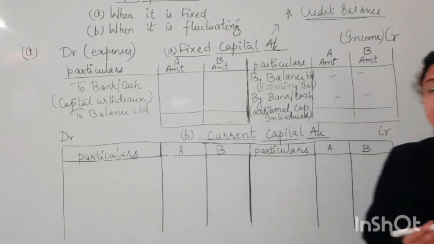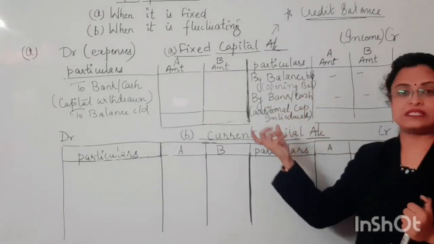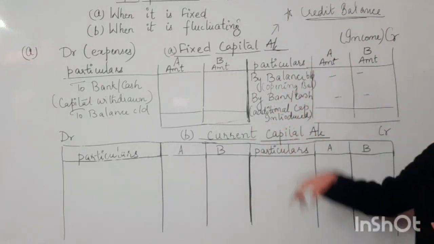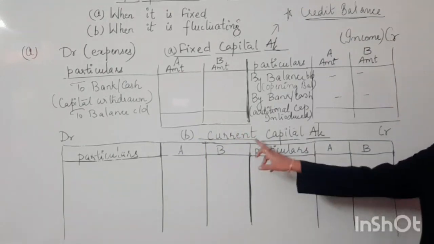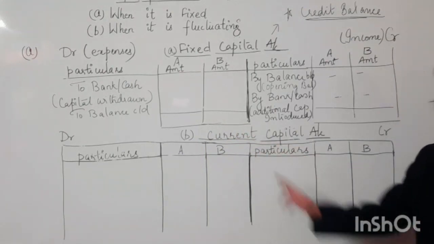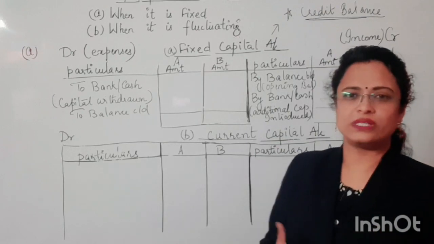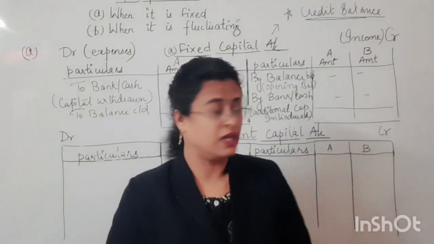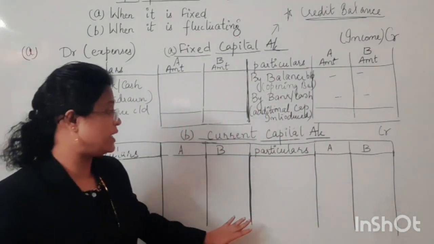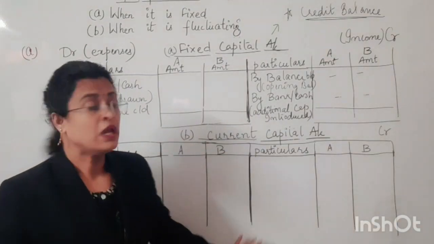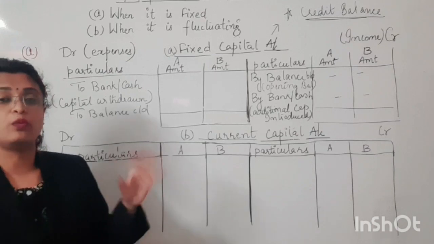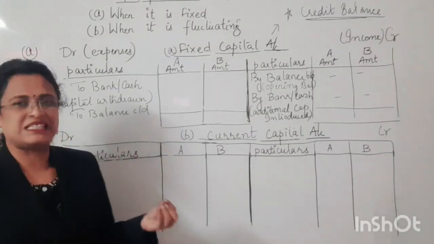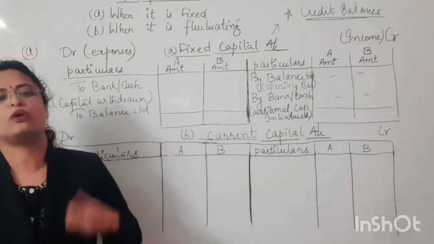Now the next thing, after preparation of this fixed capital account, in the same method there is a B part, which is the preparation of the current account. The term current means something which keeps on changing. So the current capital account which we are preparing will show those things which are subjected to frequent changes, in which changes take place on a yearly basis, even on a monthly basis.